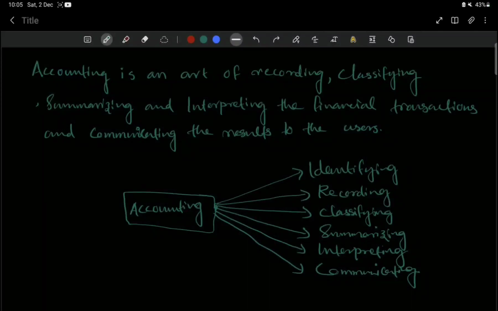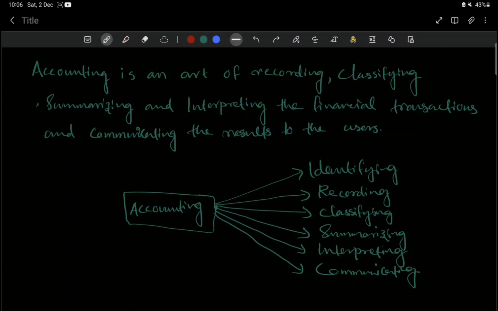So we will start with the accounting basics section today. First of all, we will start with the meaning of accounting. What is accounting? What are the steps involved in accounting? All this process we will discuss today.